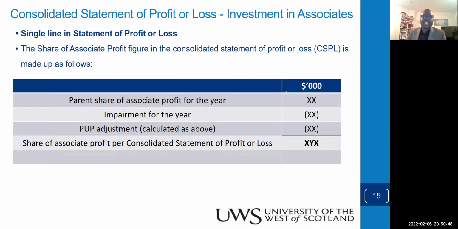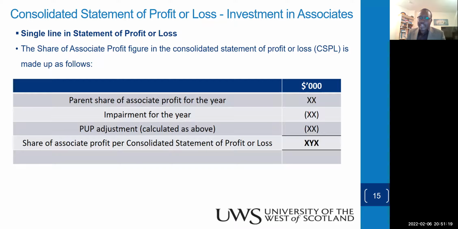Statement of profit or loss. Again, we need just a single line item to represent it. I said it. So how do we find it? Simply look at the parent share of the associate profit for the year. Any impairment in the investment of the associate, subtract it. Any POP adjustment like we have calculated, subtract it. And then we get a share of the associate profit, which we must show on the face of the consolidated statement of profit or loss.